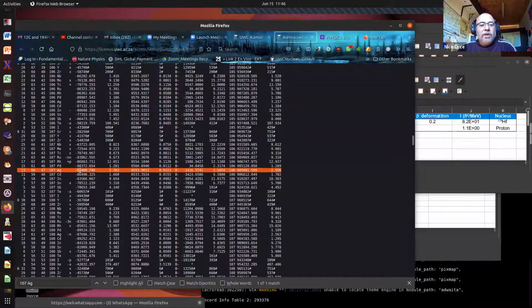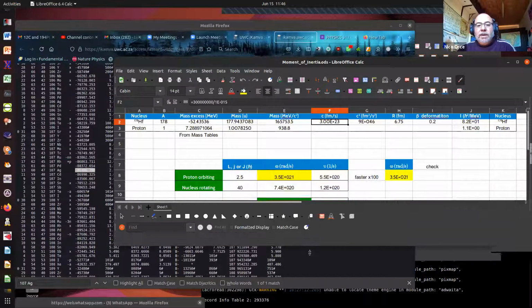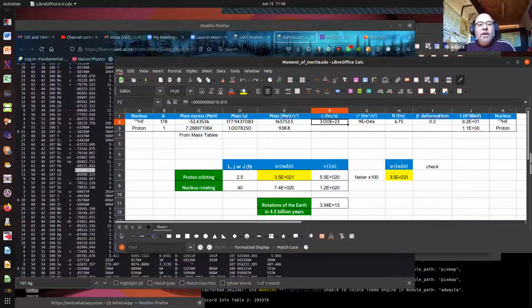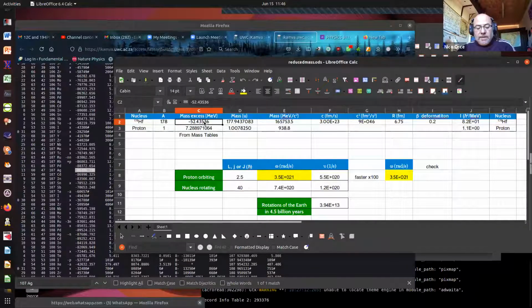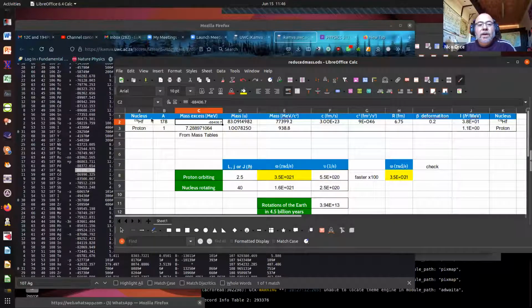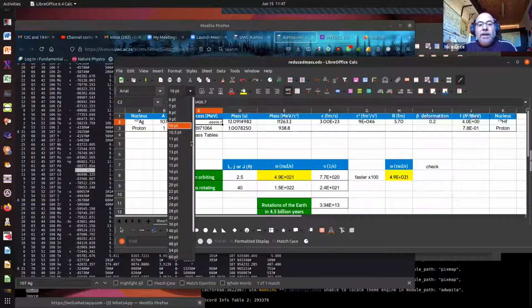I have a little spreadsheet, so I'm going to just copy this one. I'm going to make everything for you. This was yesterday, the moment of inertia, but we can do the same thing. We can call it something else: reduced mass. Okay, so I'm going to put the excess mass here of the silver. So this is 107. Here we're going to put 107. And this is the reduced mass. We'll make it bigger.